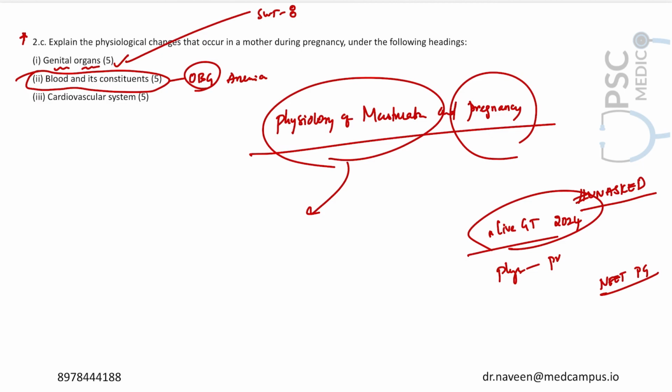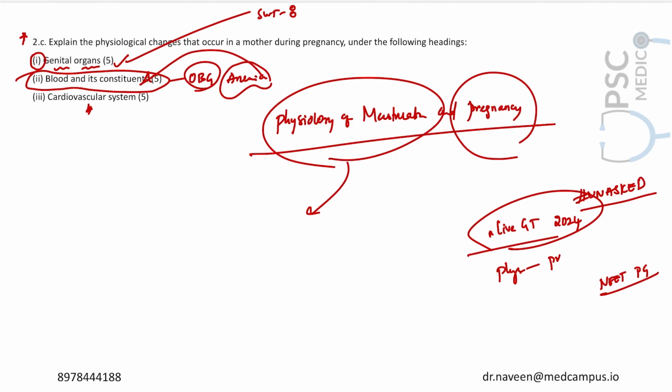Bluish discoloration, Osiander sign. So these kind of signs also you can mention. I think you can also attempt this with that basic knowledge. And why there is physiological anemia, blood and its constituents, you can definitely answer a little. But again, cardiovascular changes, what happens to the cardiac output?